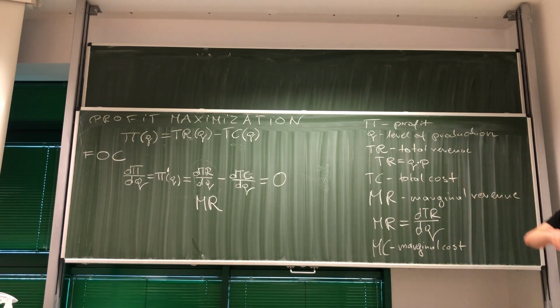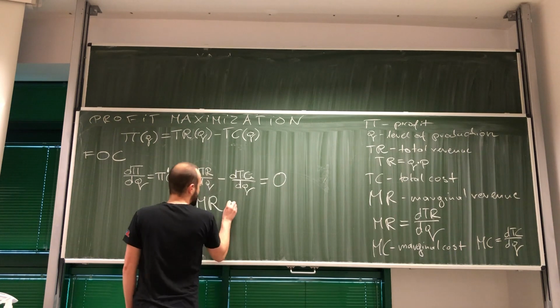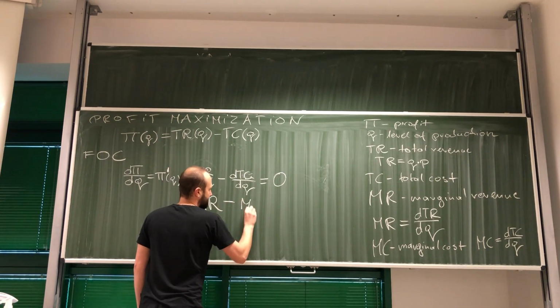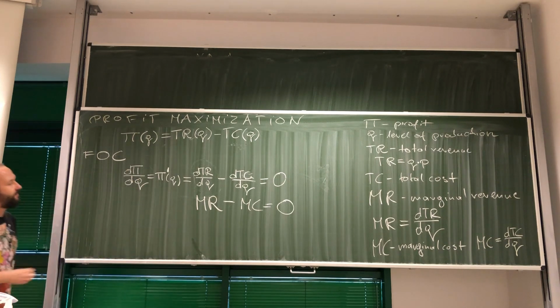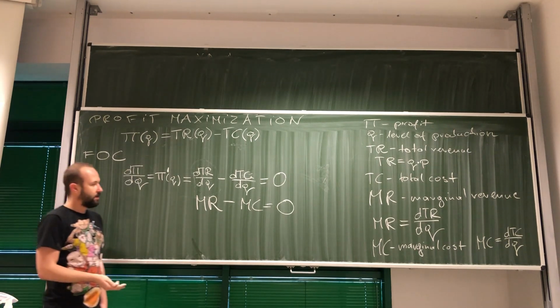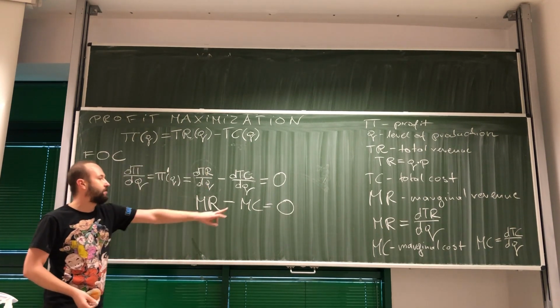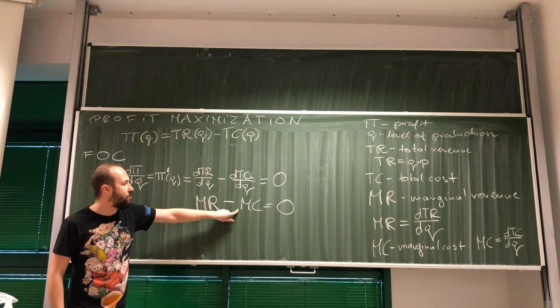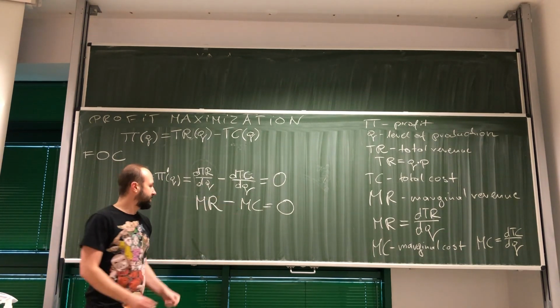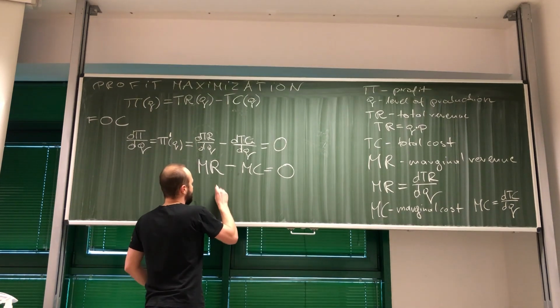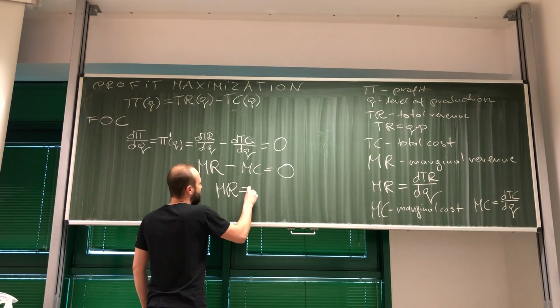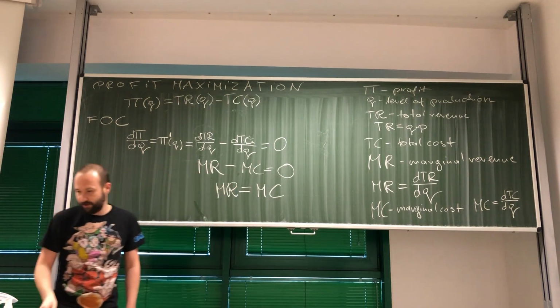And again, marginal cost can be calculated as the first derivative of total cost with respect to the level of production. So now we have obtained the condition, the first order condition in terms of marginal revenue and marginal cost. And look, if I move this expression to the other hand side of the equation, what I'm getting is the famous marginal revenue equals marginal cost condition.